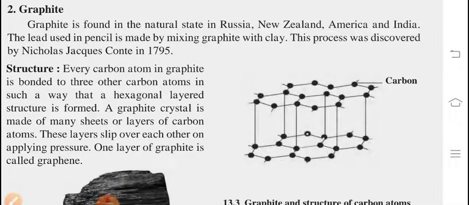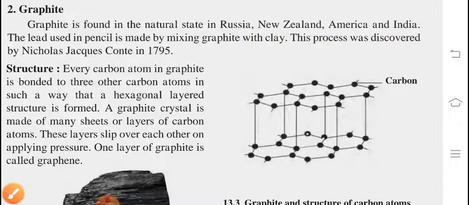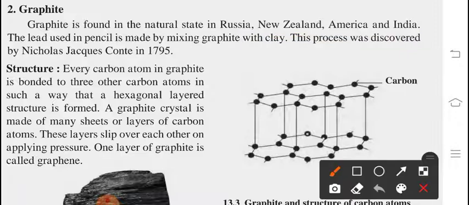Graphite is found in the natural state in Russia, New Zealand, America and India. Where are we getting graphite? Russia, New Zealand, America and India. The lead used in pencil is made by mixing graphite with clay. You may have seen your writing pencils, the pencil's lead is made from graphite. This process was discovered by Nicolas-Jacques Conté in 1795.